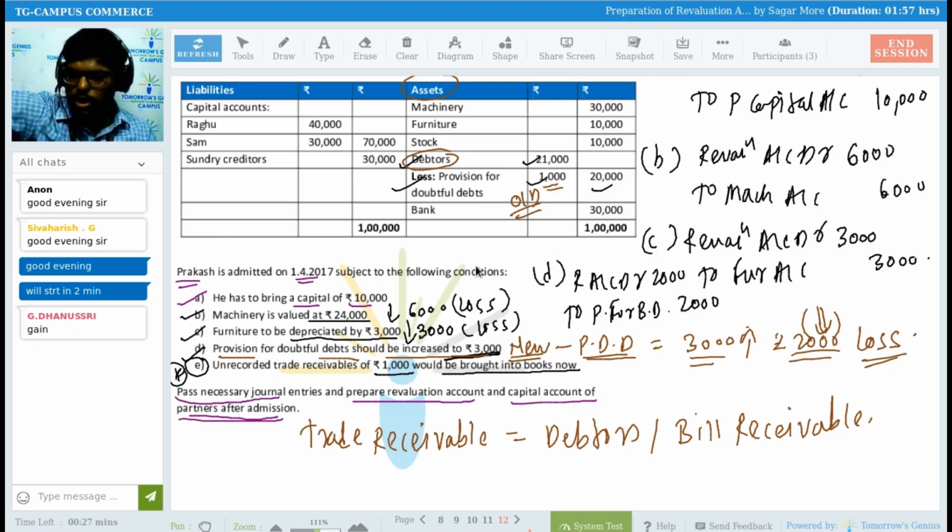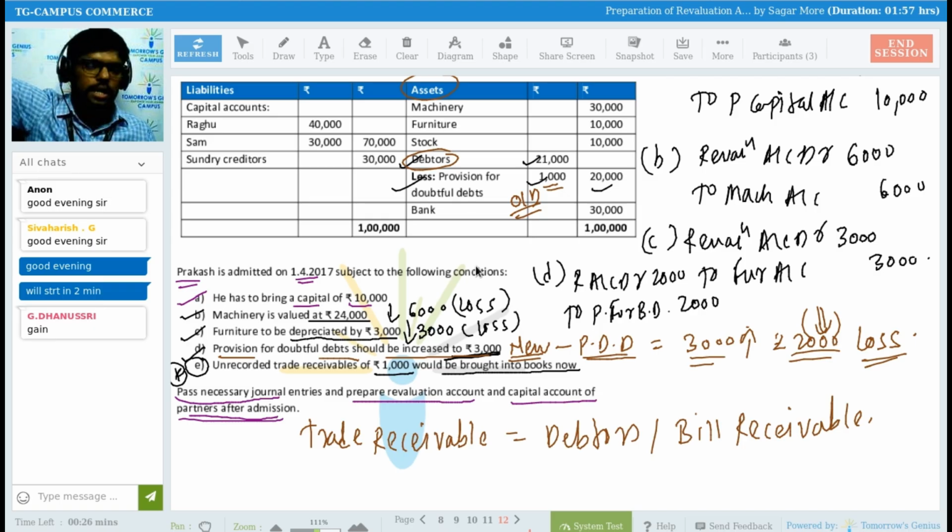Okay. Yes, Sadhna. Yes, Dhanushri. What do you understand after reading this? Unrecorded means they haven't recorded it previously, right? So what did they forget to record? Trade receivable, sir. Trade receivable is nothing but debtors. 1,000 rupees of debtors they were unable to record previously. Unrecorded trade receivable of rupees 1,000 would be brought into the books now.